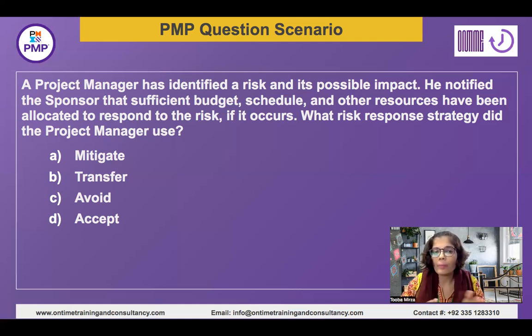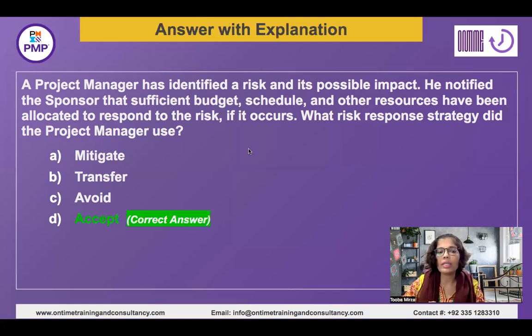The question says, a project manager has identified a risk and its possible impact. He notified the sponsor that sufficient budget, schedule, and other resources have been allocated to respond to the risk if it occurs. What response strategy did the project manager use? Mitigate, transfer, avoid, accept are the answer choices. Okay, let's see what the answer is, and then let me explain this question with the answer. So the answer to this question is option D, accept.